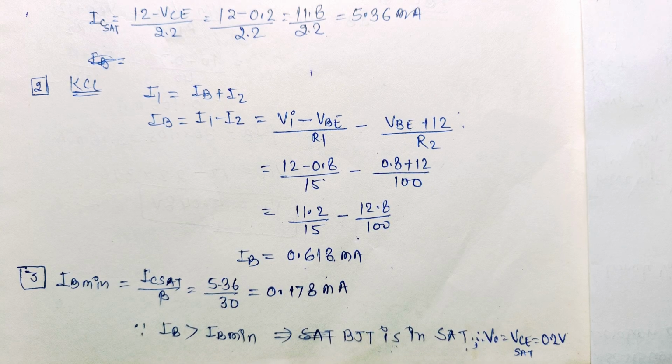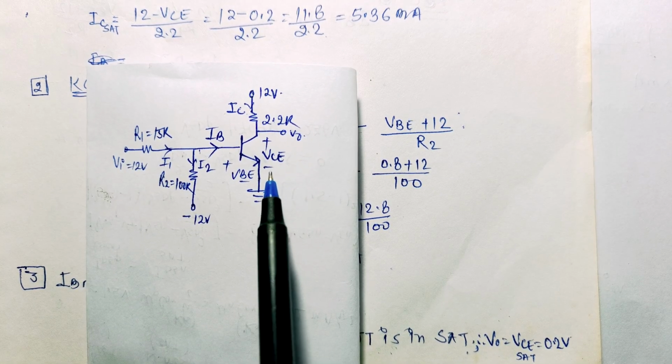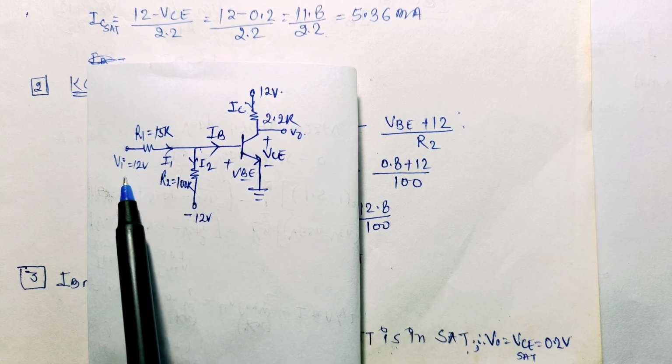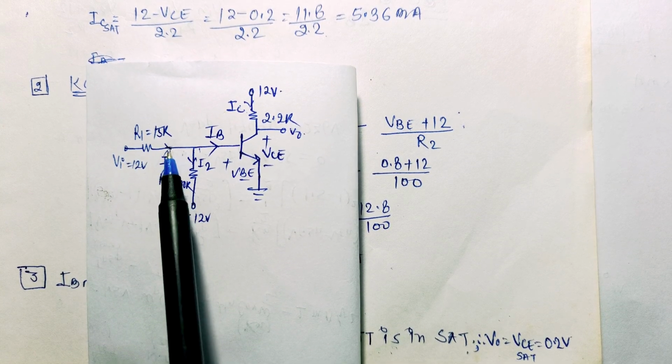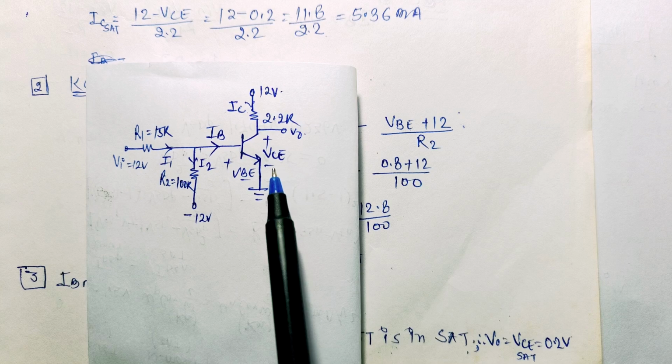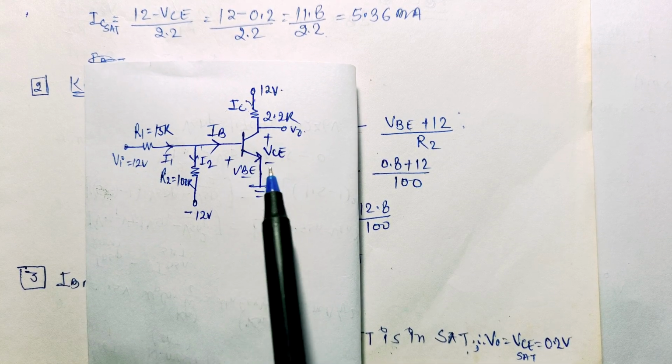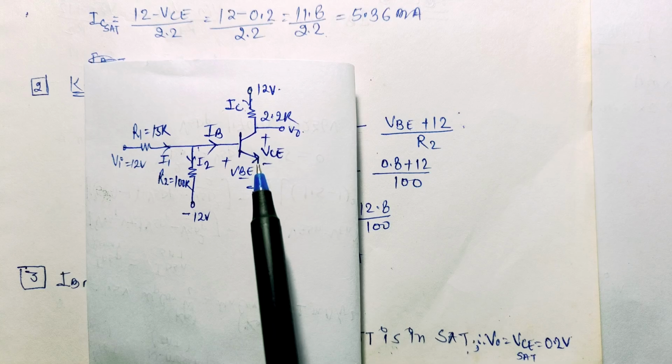So from the circuit, this V0 will be equal to VC and it will be equal to 0.2 volt. So in the first condition, when VI is equal to 12 volt and R1 is equal to 15 kilo ohm, its output value will be equal to VC, that is 0.2 volt, since this transistor is working in saturation region. Let us see the next condition.